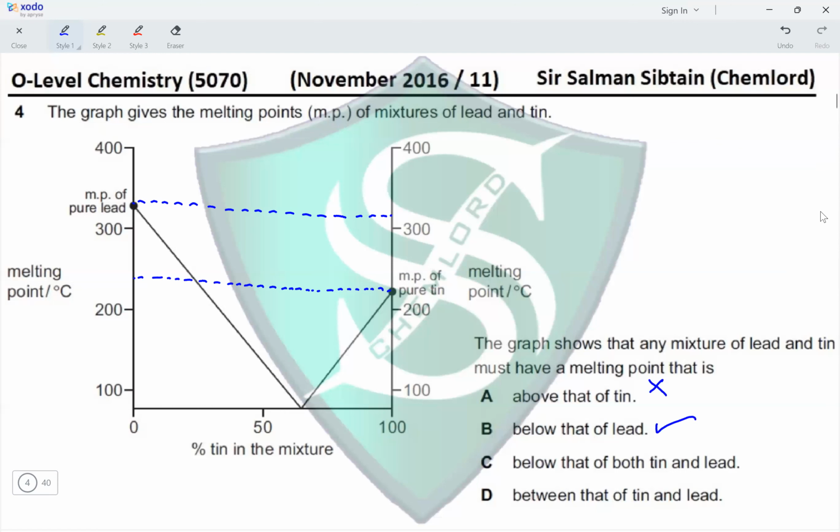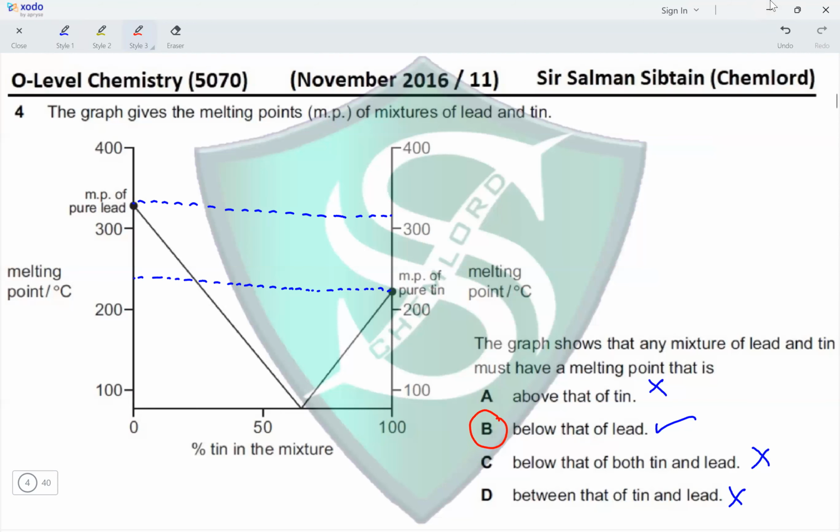So this is correct. Below that of both tin and lead, no, there are some that are higher than tin but lesser than lead. And between that of tin and lead, so these are the same ones that are higher than tin and lesser than lead. So the correct option for this question is option B.